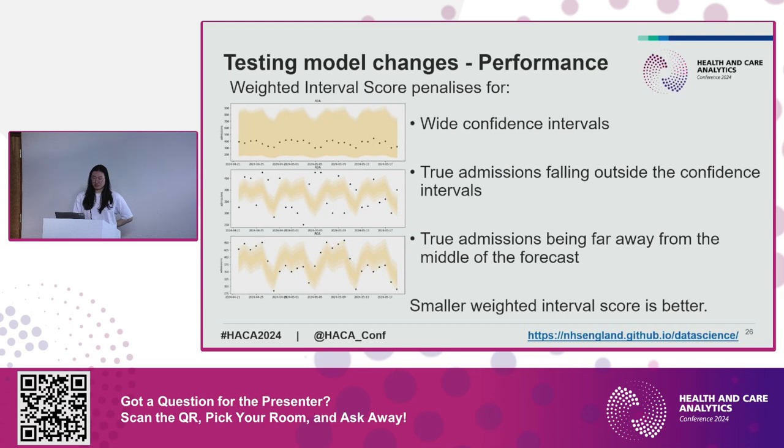And it also penalizes on true admissions falling outside the confidence intervals and true admissions being far away from the middle of the forecast.